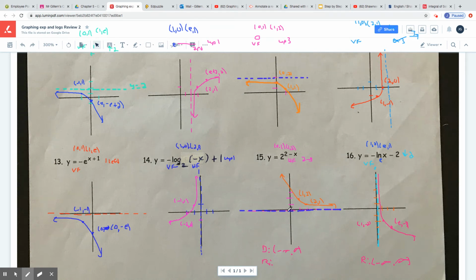So it's whatever the horizontal asymptote is to infinity, or if it's below, it's -infinity to the horizontal asymptote. So for one like this, it would be 0 to infinity. The range of this one would be negative infinity to 0. The domain for your logs, if it's on the right side like this, is whatever your vertical asymptote is to infinity. So in this case, it's 0 to infinity. And if it's on the left side like this one, the domain would be negative infinity to whatever the vertical asymptote is, which is 0.